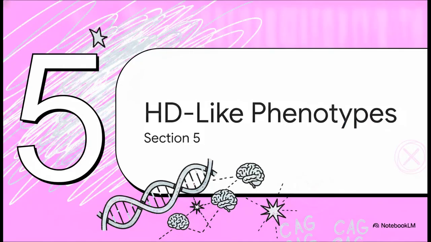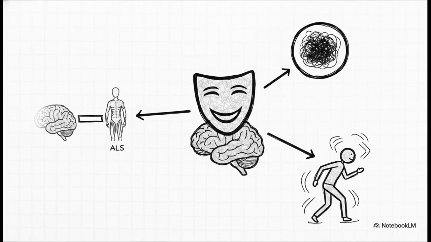Next up, Section 5, Huntington's-like phenotypes. Now, medicine is rarely simple, right? Sometimes you'll have patients presenting with chorea and cognitive decline, perfectly mimicking classic Huntington's, but they actually test negative for that CAG mutation on chromosome 4. When that happens, we pivot to Huntington's disease-like, or HDL, phenotypes.